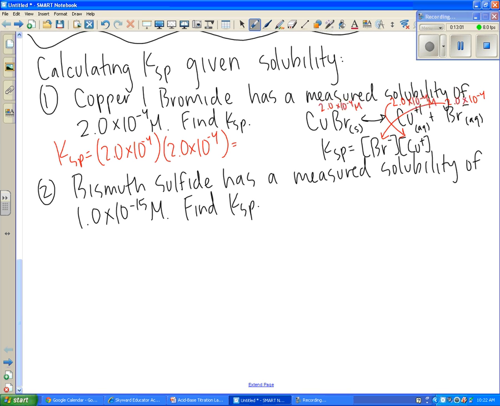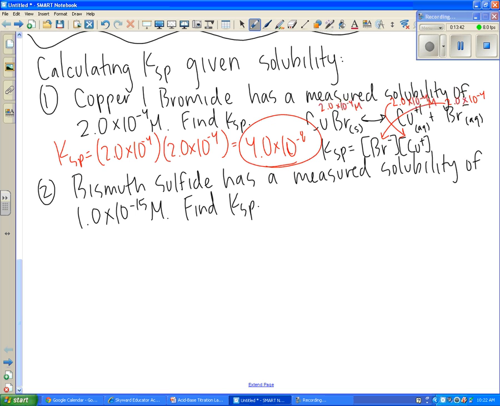What is KSP, copper 1 bromide? 4.0 times 10 to the minus 8. All right, let's see if we can compare that to this bismuth sulfide solution and verify that the KSP for copper 1 bromide is indeed much larger than the KSP for bismuth sulfide because the solubility of copper 1 bromide is so much greater than the solubility of bismuth sulfide.